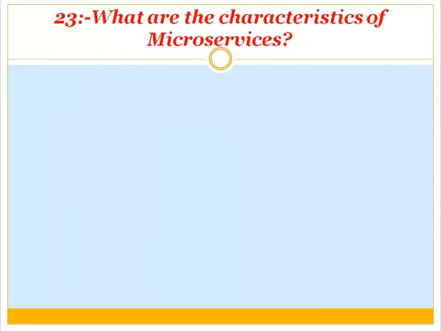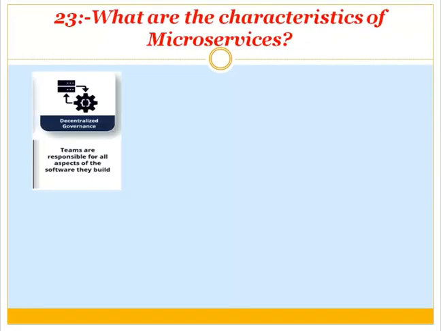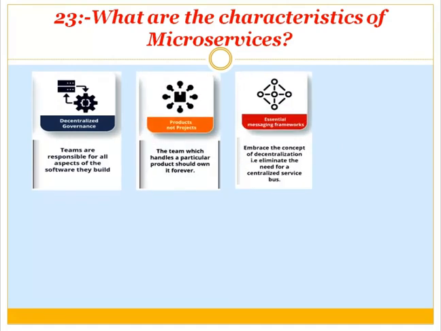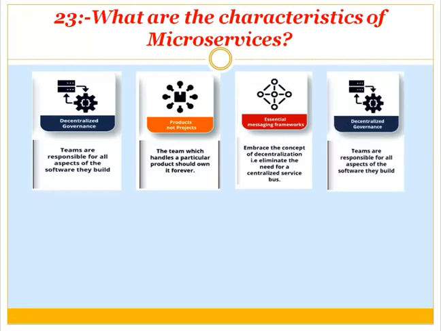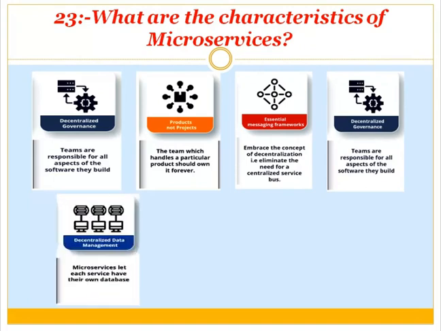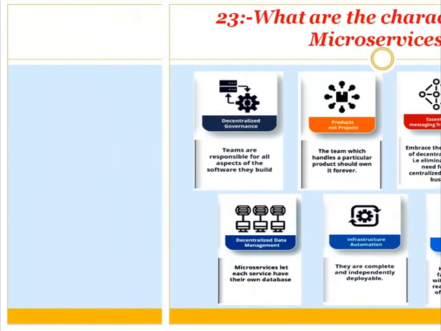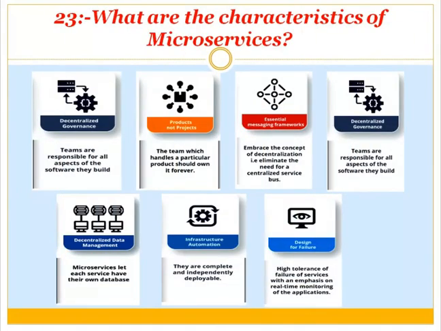What are the characteristics of microservices? There are different characteristics we can categorize: decentralized governance, products not projects, emphasizing the products and not the whole project, essential messaging frameworks, and teams responsible for all aspects of the software they build. Also decentralized data management, infrastructure automation, and design for failure. This is the diagrammatical representation of the characteristics of microservices.